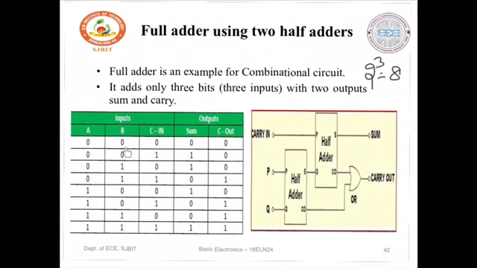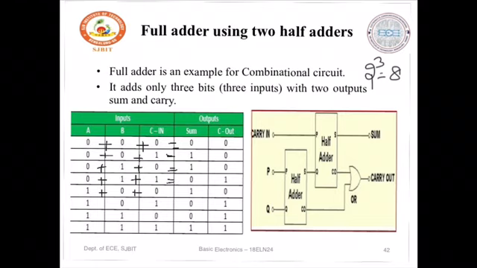Okay, the addition of three input bits results in this sum and carry out. Here we do A plus B plus C in. So the first case is 0 plus 0 plus 0: sum is 0, carry is 0. 0 plus 0 plus 1: sum is 0, carry is 1. 0 plus 1 plus 0: sum is 0, carry out is 0. 0 plus 1 plus 1: sum is 0, carry out is 1.